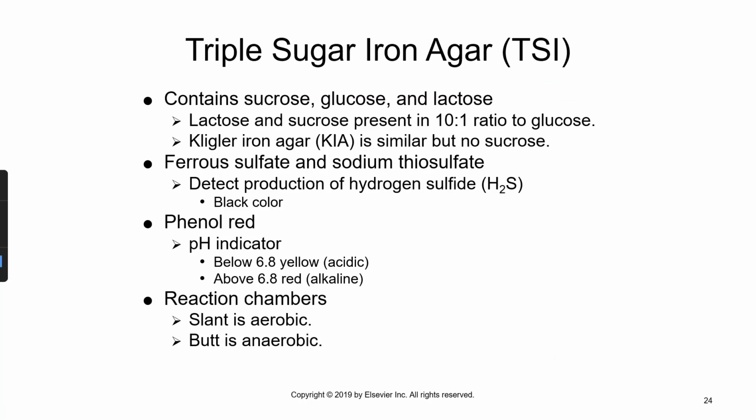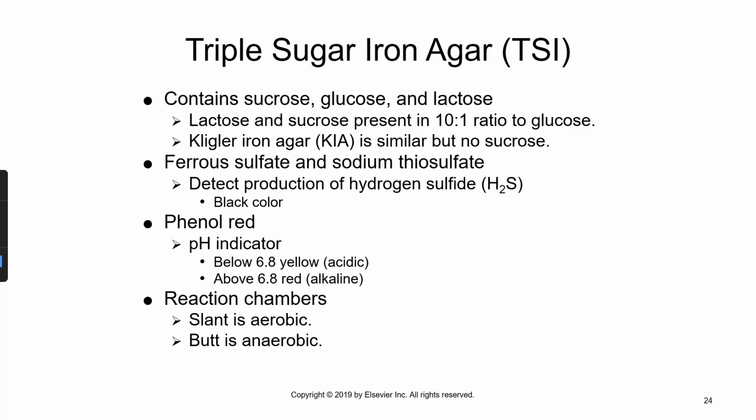Triple sugar iron agar contains sucrose, glucose, and lactose. Lactose and sucrose are present in a 10-to-1 ratio to glucose. Kligler iron agar is similar but has no sucrose. Ferrous sulfate and sodium thiosulfate detect the production of hydrogen sulfide, H2S, which is a black color. And then there's a phenol red pH indicator. If it's an acid, it's yellow. An alkaline reaction, or base, would be red.